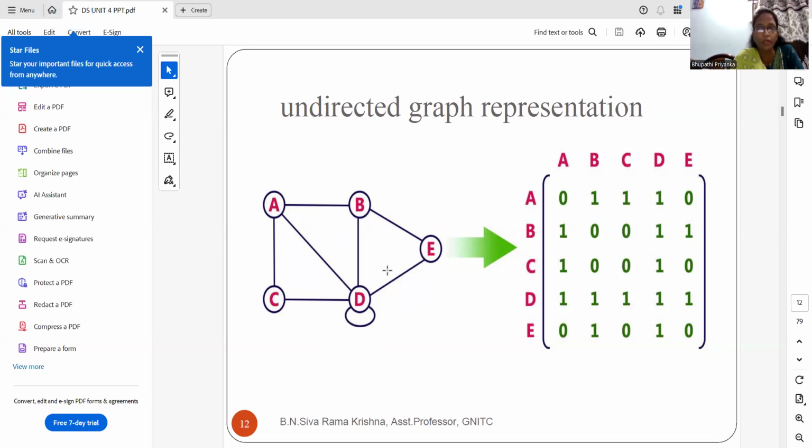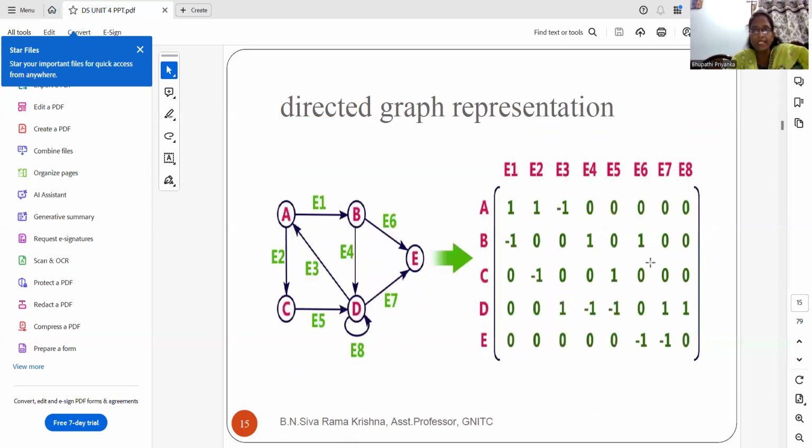E to A, we don't have any edge. That is the reason we are taking 0. E to B, we have an edge, 1. E to C, we don't have any edge. So 0. E to D, we have an edge, 1. E to E, we don't have any self loop. That is the reason we are taking 0. This is the matrix representation from an undirected graph to an adjacency matrix. Next.